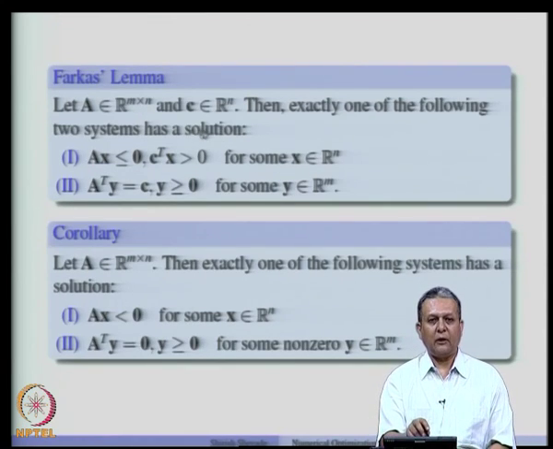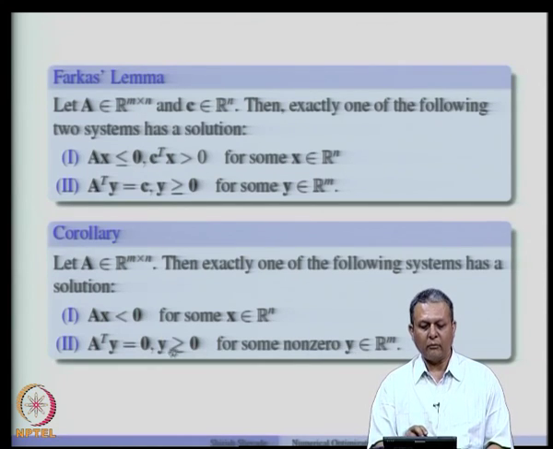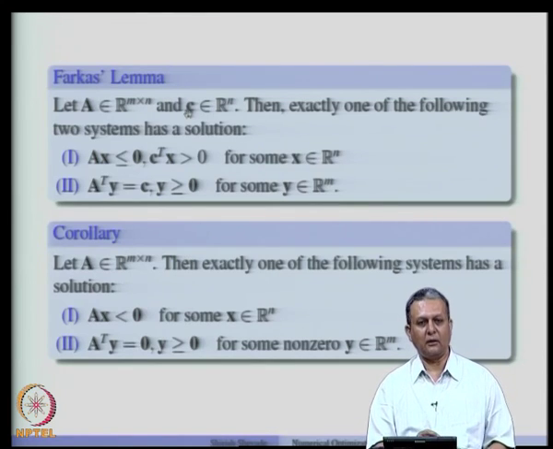Just recall the Farkas lemma, where we had matrix A and the vector C, and either of these two systems has a solution. Now, the corollary says that if we are given an m by n matrix, then exactly one of the systems has a solution. Either Ax is less than 0 for some x in Rn, or A transpose y equal to 0 and y non-negative for some non-zero y in Rn. Remember that y non-zero means that all the elements of y cannot be 0 at the same time. This corollary does not use the vector C that we have used earlier.